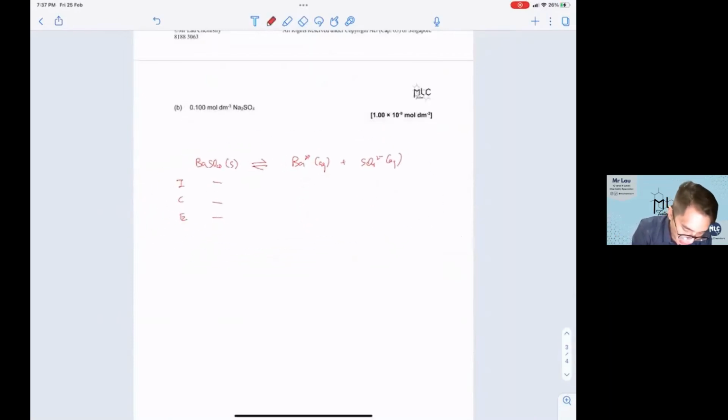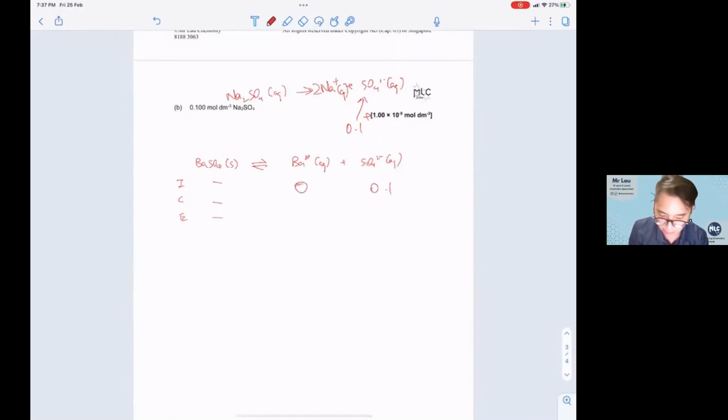Because of the common ion effect, your Na2SO4 will dissociate fully to give you Na+ and SO4 2-. So there's an additional source of sulfate, which is 0.1 M, which means at the start, this sulfate is no longer 0, instead it is 0.1. So this at the start will be 0 plus y, plus y. Ksp will be equal to y times (0.1 plus y). Because y is small, 0.1 plus y is approximately equal to 0.1.